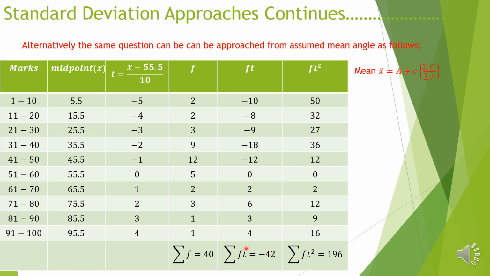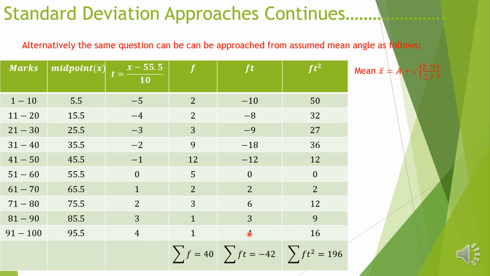Once I have that negative 42 here, then I'll proceed on to getting the product of ft squared. In other words, I'll multiply the column of t times ft. Like this one, I'll have negative 5 times negative 10, 50, negative 4 times negative 8, 32, negative 3 times negative 9, 27, negative 2 times negative 18, 36, negative 1 times negative 12, 12, 0 by 0 is 0, 1 by 2 is 2, 2 by 6 is 12, and 3 by 3 is 9. Lastly, 4 by 4 is 16.